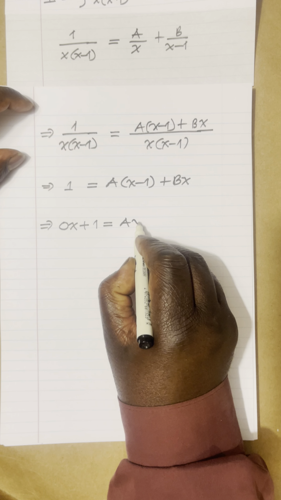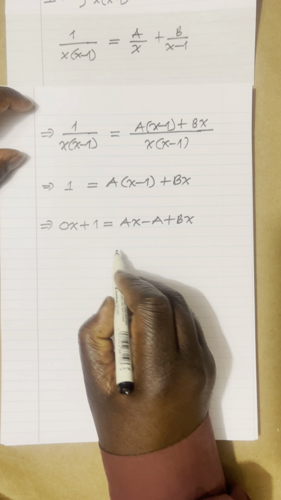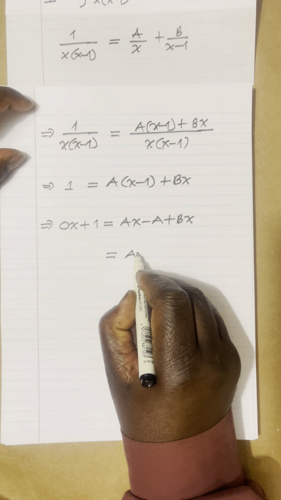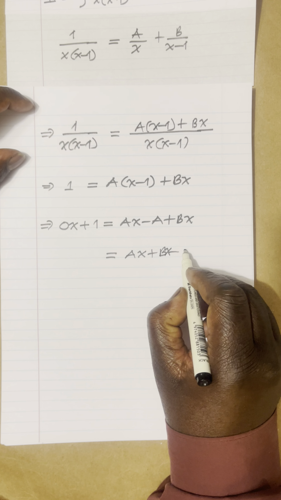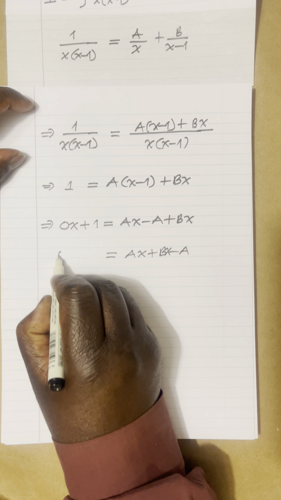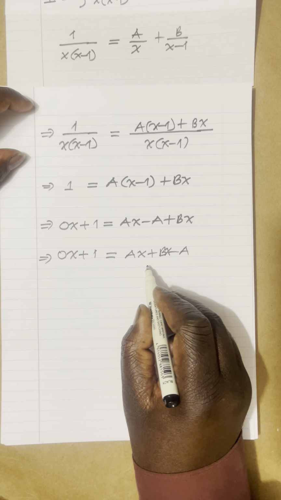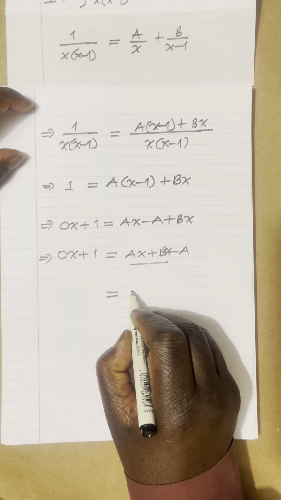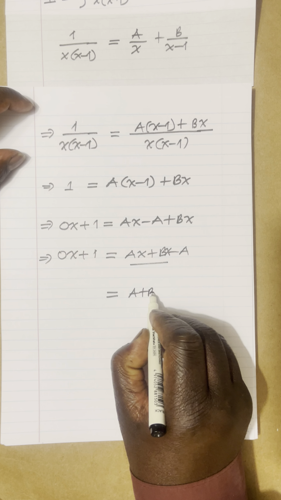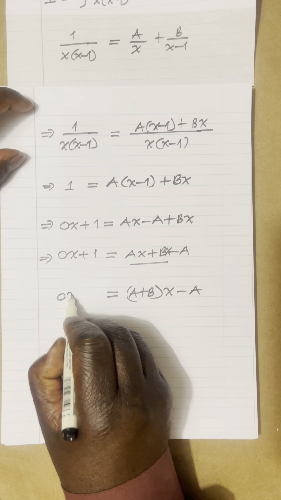So it's ax minus a plus bx. I'm going to collect like terms together on the right-hand side. I have ax plus bx minus a equals 0x plus 1. Now factorizing here, the common factor is x. I'm going to have (a plus b) times x minus a is equal to 0x plus 1.